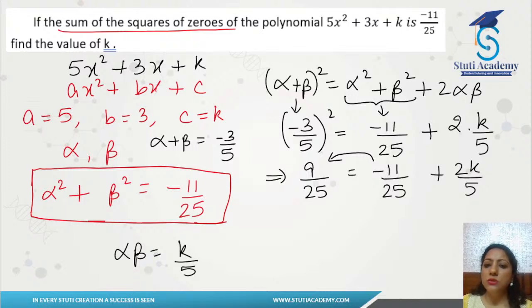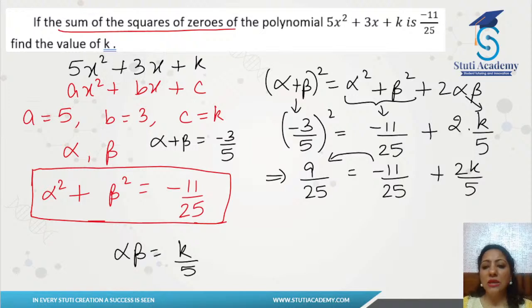Now (alpha plus beta) whole square is same as alpha square plus beta square plus 2 alpha beta. Alpha plus beta is minus 3 upon 5. So I have replaced this by minus 3 upon 5. And alpha square plus beta square is minus 11 upon 25. So I have replaced this by minus 11 upon 25. Alpha beta is the product of the zeros, which we know is k upon 5. So we are writing k upon 5 in place of alpha beta. In the next step, we have squared this. (Minus 3 upon 5) whole square is 9 upon 25, and then rest of the terms will remain same. That's minus 11 upon 25 plus 2k upon 5.